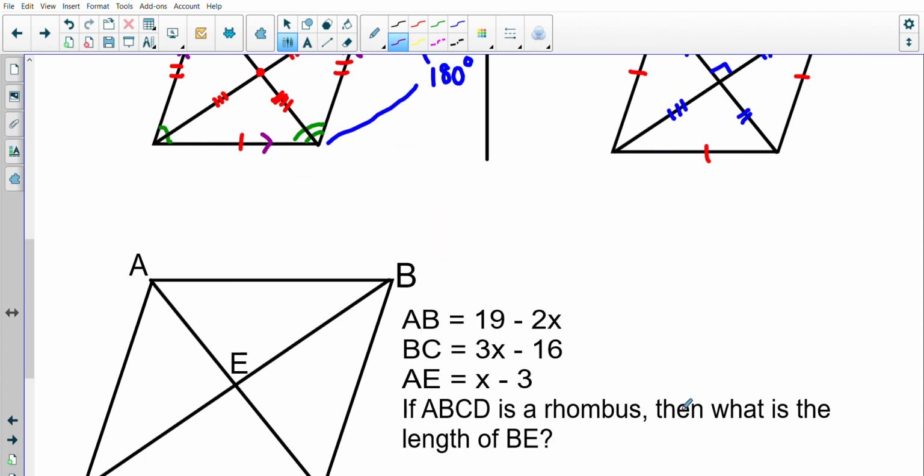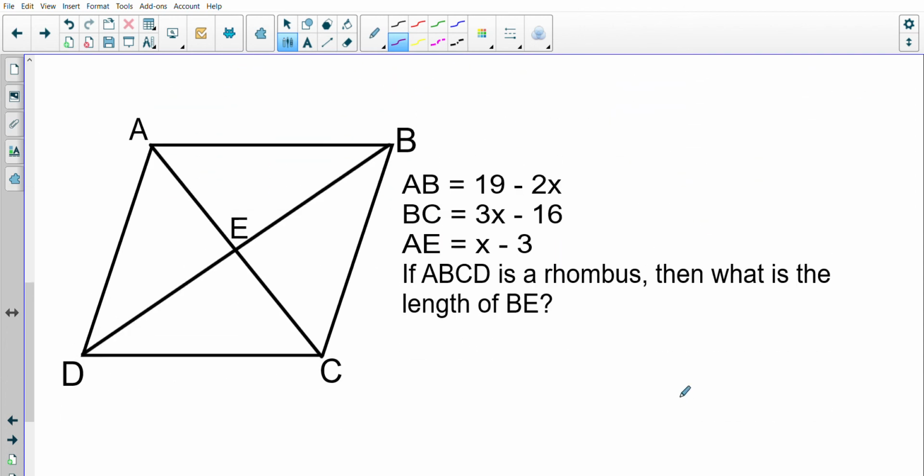All right, so let's go ahead and look at an application problem here. It says we have AB equals 19 minus 2x, BC equals 3x minus 16, and AE equals x minus 3. So if ABCD is a rhombus, then what is the length of BE? Well, let's go ahead and get started here. Let's mark these lengths down and update our diagram as I say it. So we're going to call this 19 minus 2x. I'll write it on that segment there. BC is 3x minus 16, so I'll write that over here.